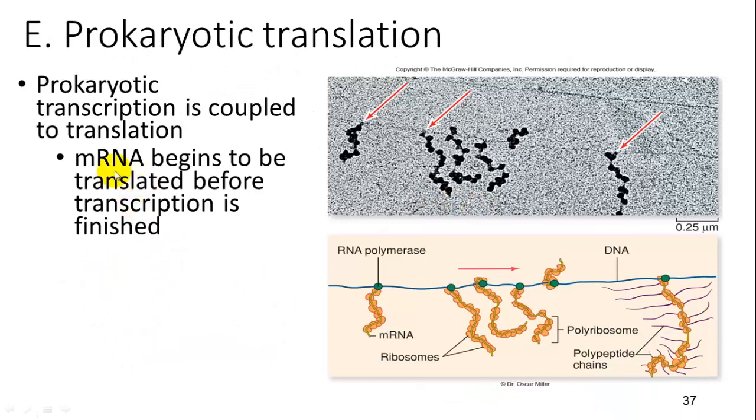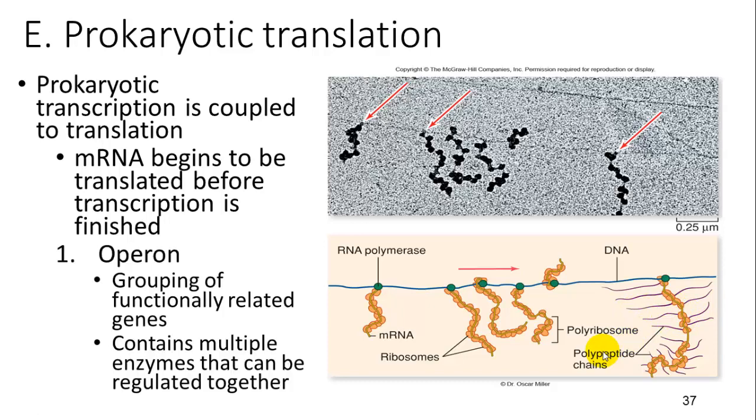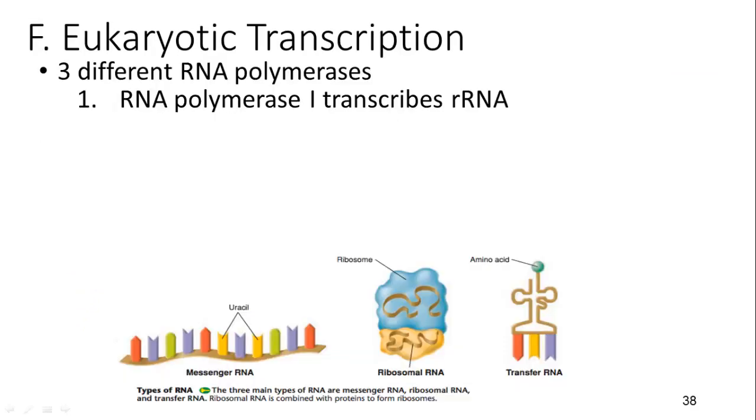Prokaryotic translation is coupled with transcription. So before transcription is finished, translation has already started, and you start getting amino acids moving on to them. The operon is a group of functionally related genes, and these have multiple enzymes that can be regulated together. Eukaryotic transcription is a little bit different.